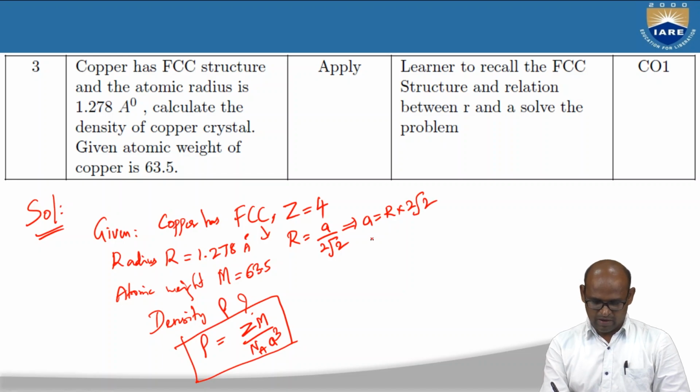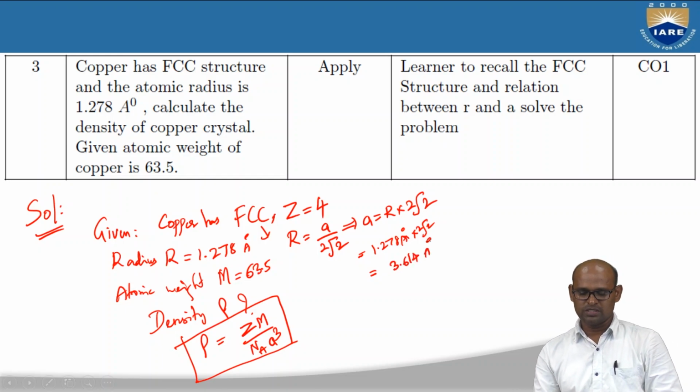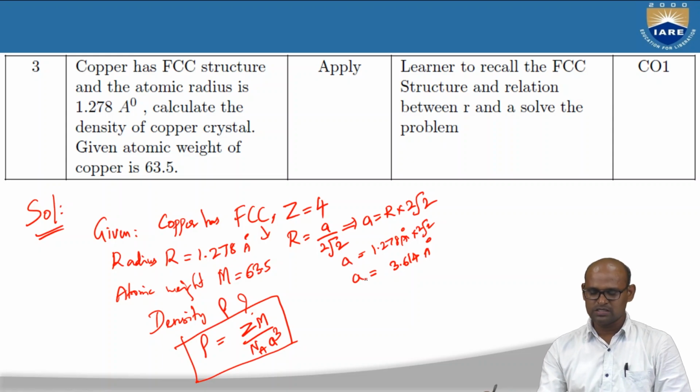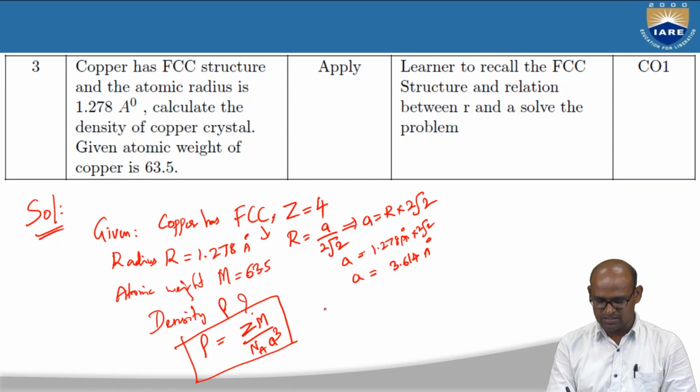So if I substitute the value of R here, I'll get a. What is R? R is given as 1.278 into 10 power minus 8 cm. We can substitute directly as 1.278 angstrom into 2 into square root 2. So, that is 3.614 angstroms. So, this is the lattice constant or lattice parameter a.